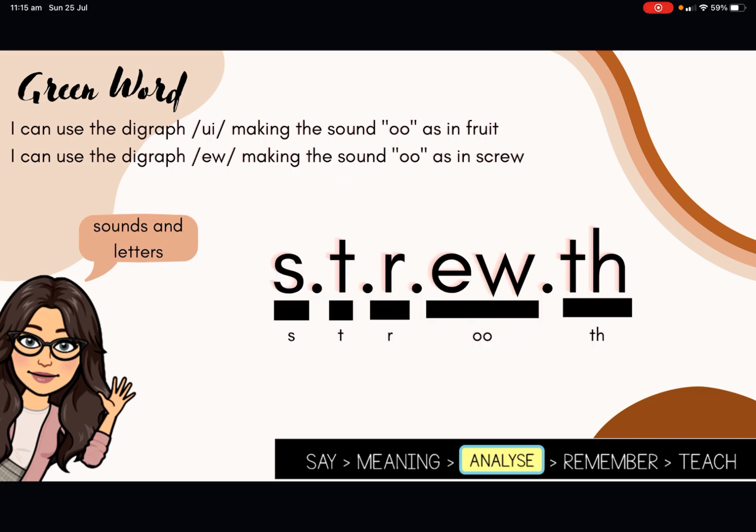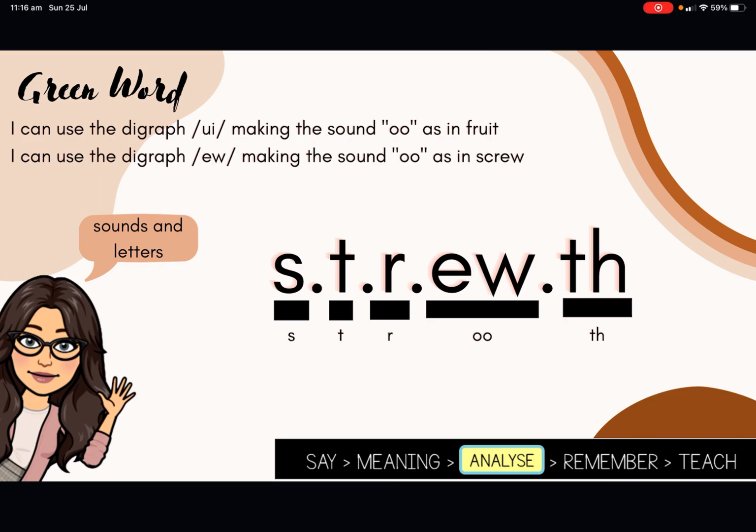Okay, what sounds and letters can we hear in the word struth? Well, the sounds are s, t, r, u, th. And if we put all those sounds together, struth.